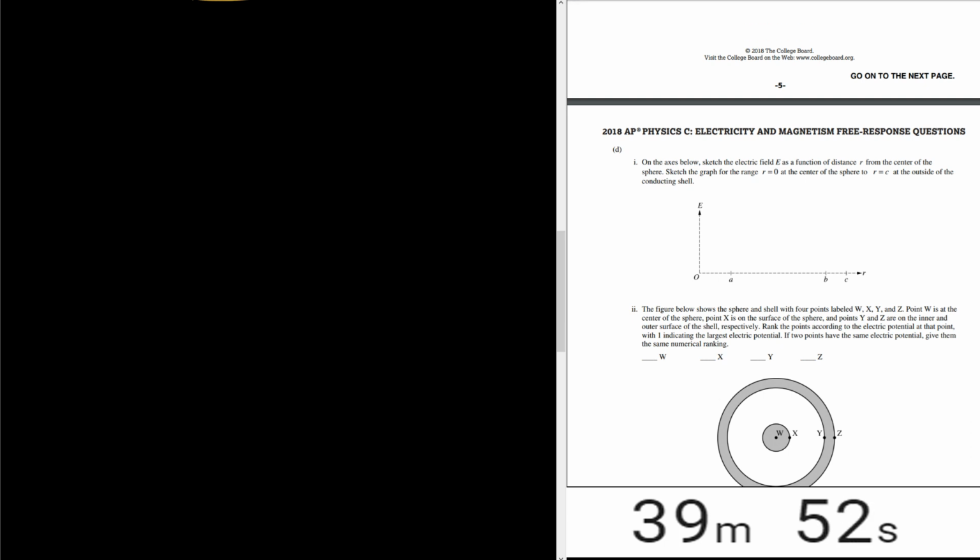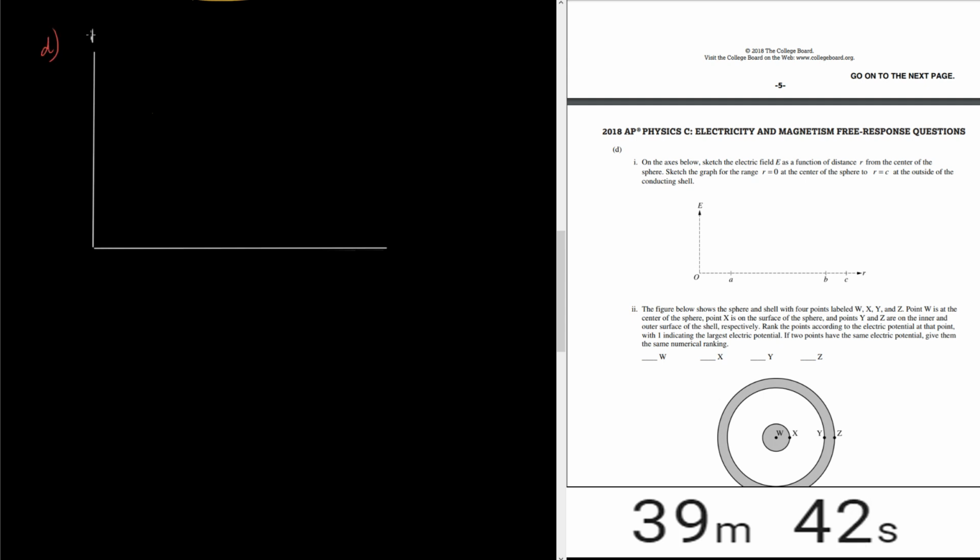On the axes below, sketch the electric field E as a function of distance r from the center of the sphere. Sketch the graph for the range r equals 0 at the center of the sphere to r equals c, the outside of the conducting shell. Alright, let's throw up some axes here. We should write that this is in response to part D.